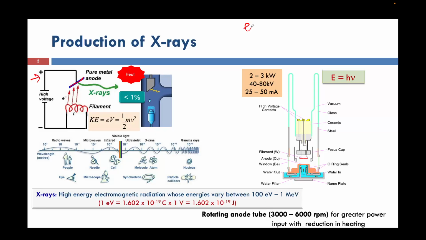These electrons have a charge of e, that means 1.6 times 10 to the power minus 19 coulomb, and when they are given a potential of V, they have a potential energy of eV. The positive charge attracts them, so they start moving in this direction, slowly accelerating and gaining some amount of kinetic energy.